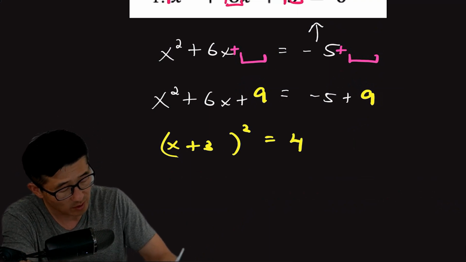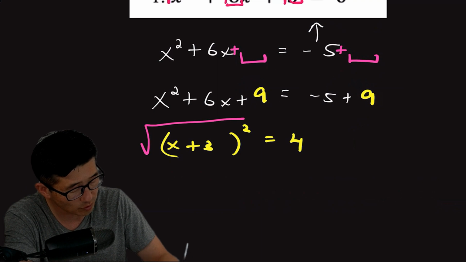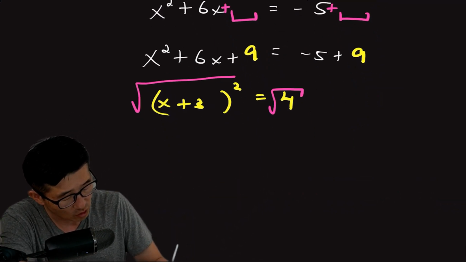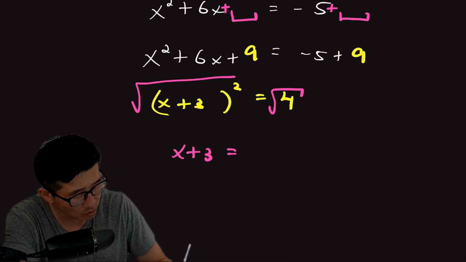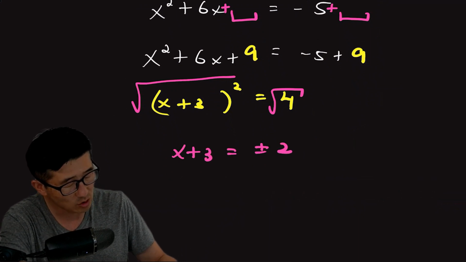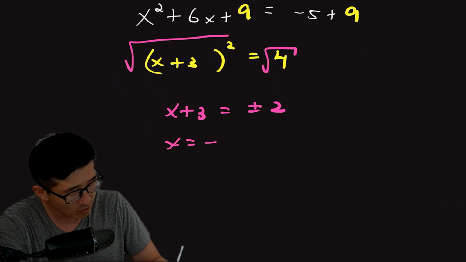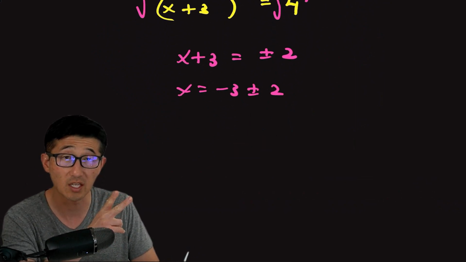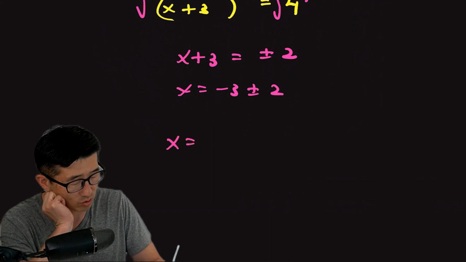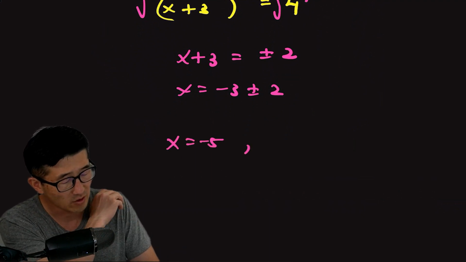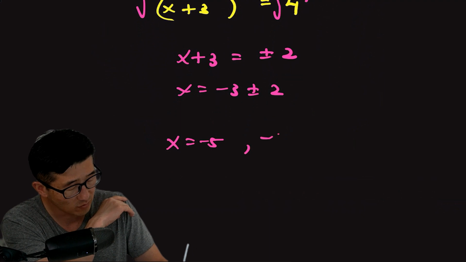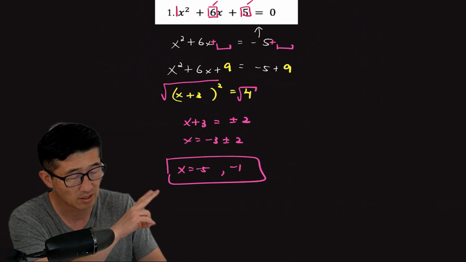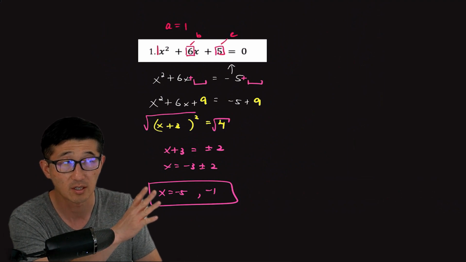And then from here, you square root both sides so that you can get rid of this square right over here. So this will become x plus 3 equals, and again, plus or minus 2. And then you move the 3 to the other side like this. And so you give two answers. Negative 3 minus 2, you'll get x equals negative 5. And negative 3 plus 2, you'll get negative 1. So these two are your solutions to this quadratic function using the method of completing the square.